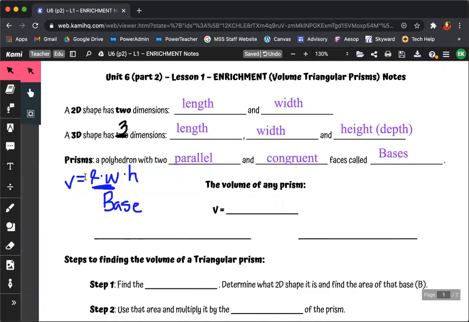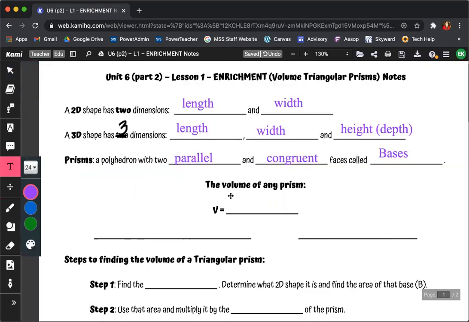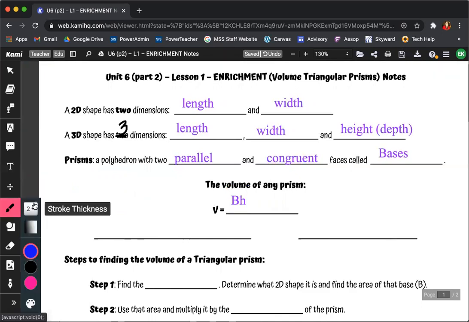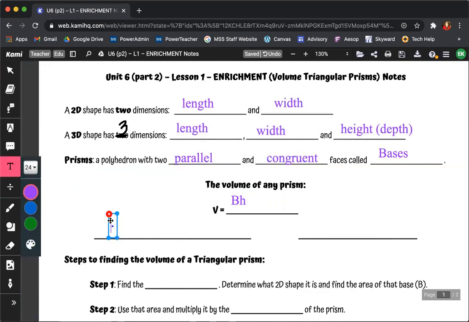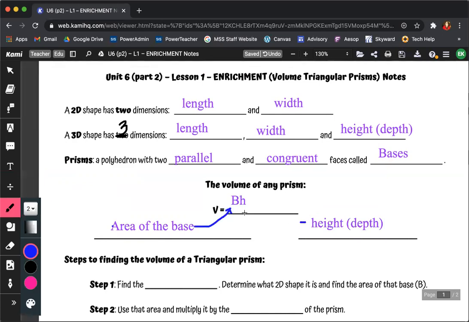So we're going to use that idea with triangular prisms, because any prism is actually just the area of the base times the height. So I'm capitalizing that B to show that it's not just the base of a 2D shape, that's the whole entire area of the base. So our B stands for the area of the base, which in this case is going to be a triangle, and the H is the height or depth if you're looking at going back. So that's what that B stands for. That's what the H stands for.